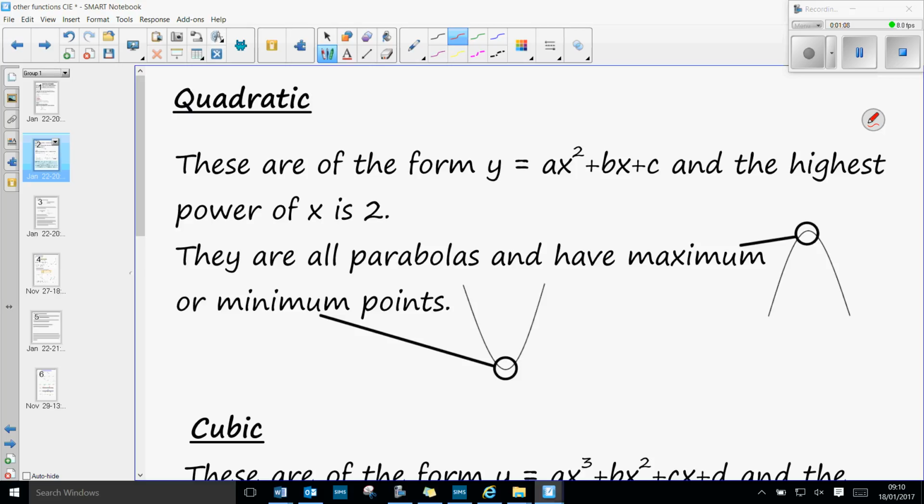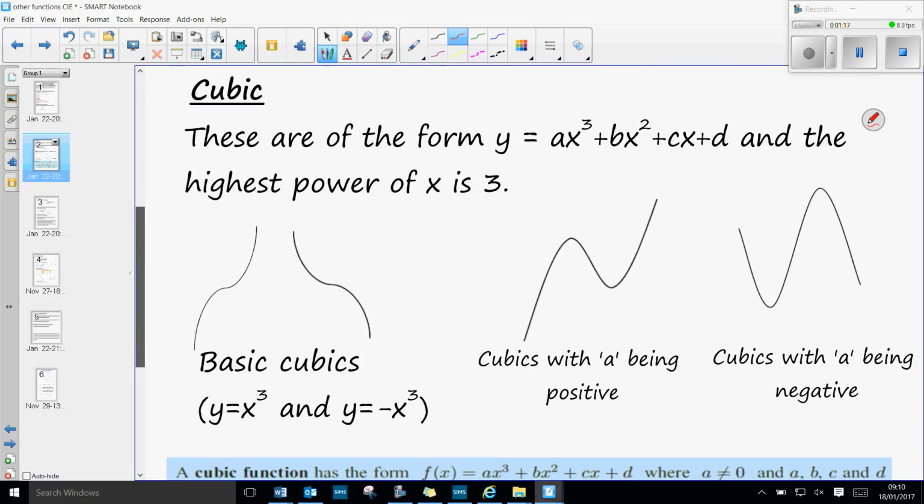They're all parabolas, they have a maximum or minimum point, and the highest power of x is going to be 2. Cubic graphs, so I'll slow down a little bit here. For these, the highest power of x is going to be 3. If you just have y equals x cubed, then it will look like that. It goes through the axes at 0, 0. If it's negative x cubed, it will go the other way, like that.